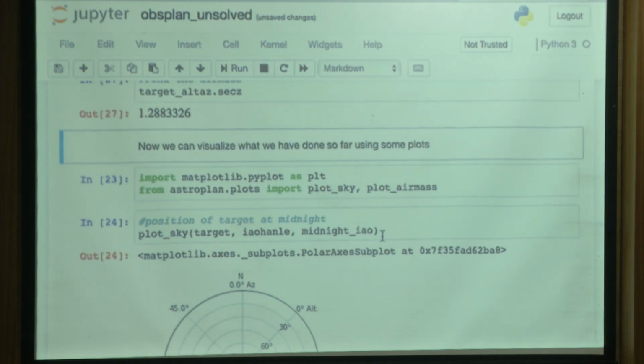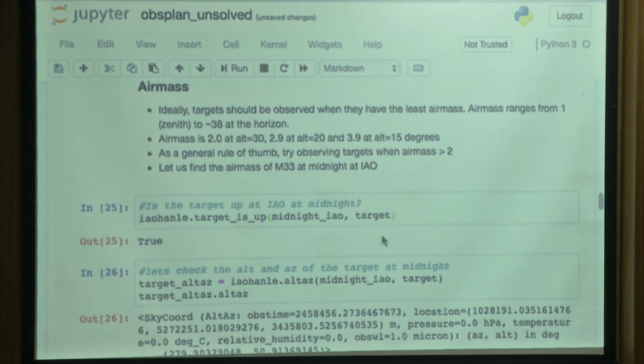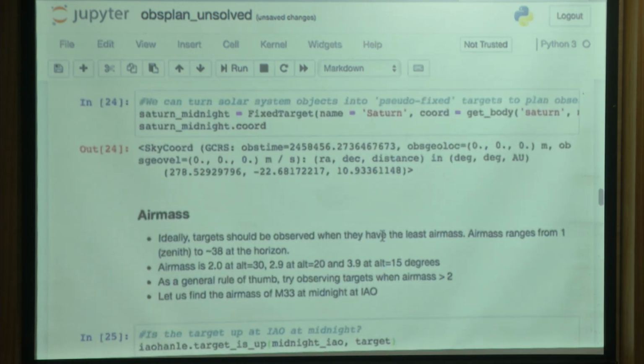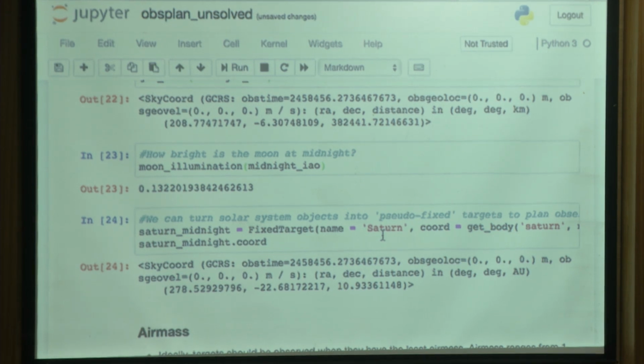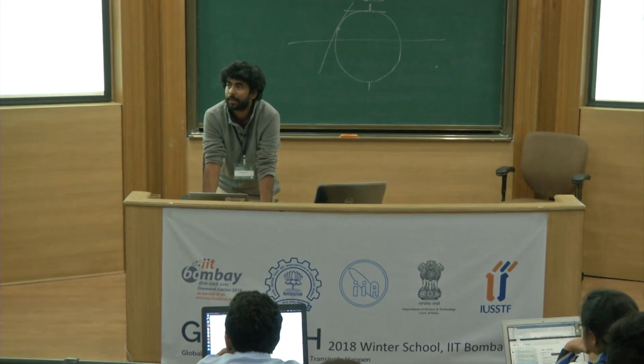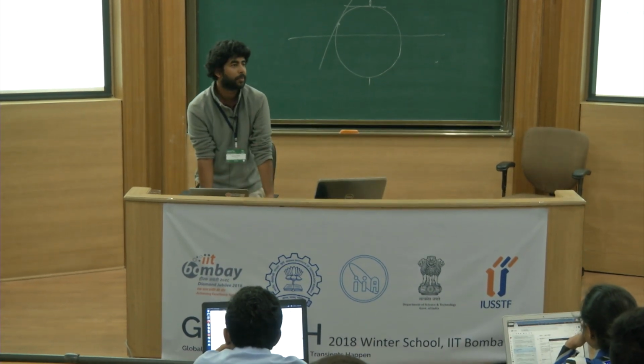So now, any doubts so far? Any questions? Well, these are moving targets. The planets, they're moving with respect to the background of the fixed stars. But for the time being, to find their positions, you could consider them as pseudo-fixed targets. Any questions so far?